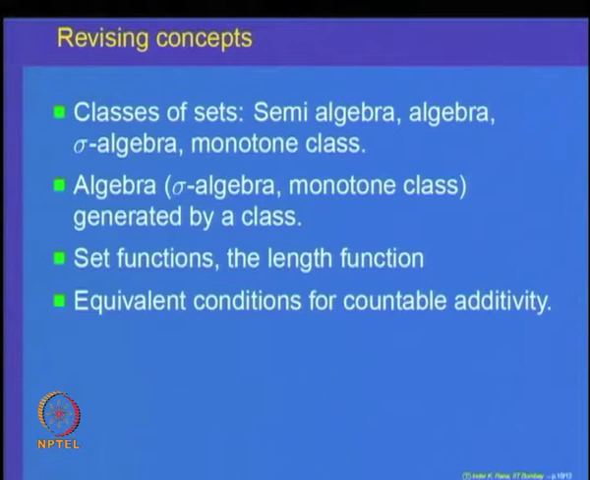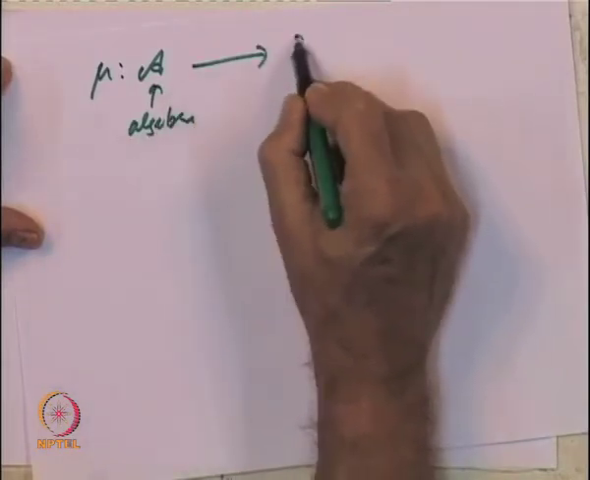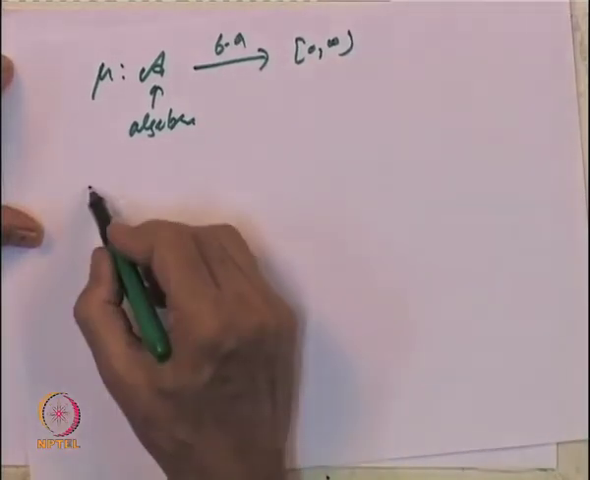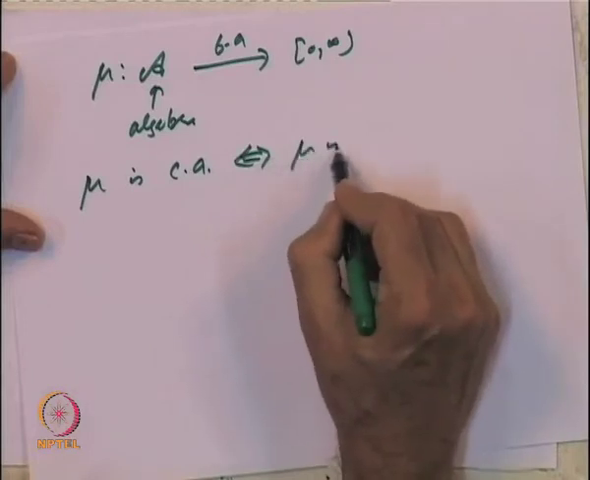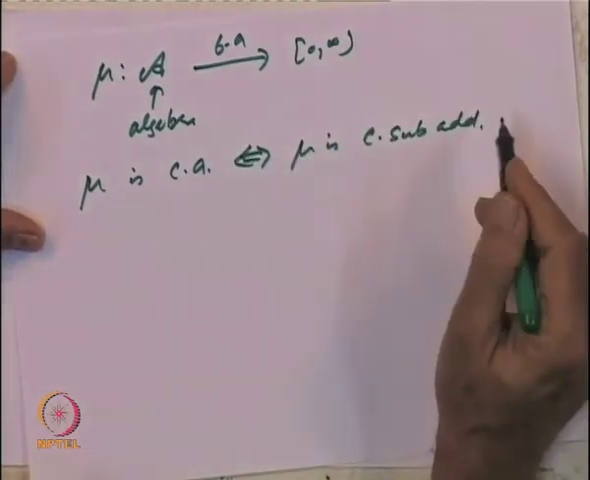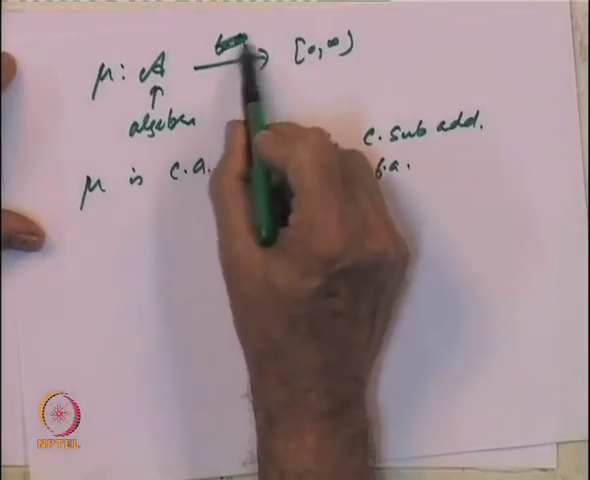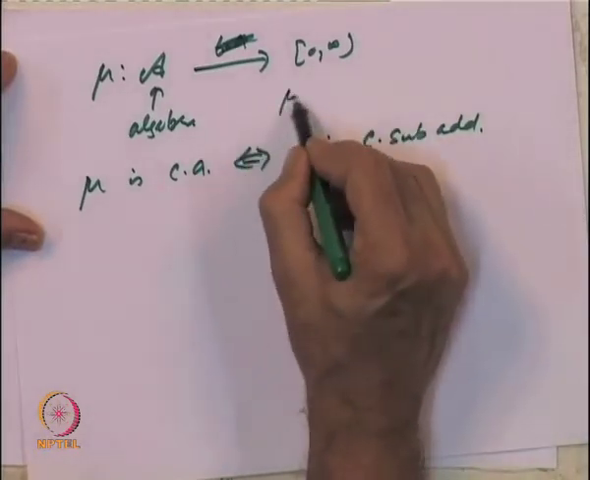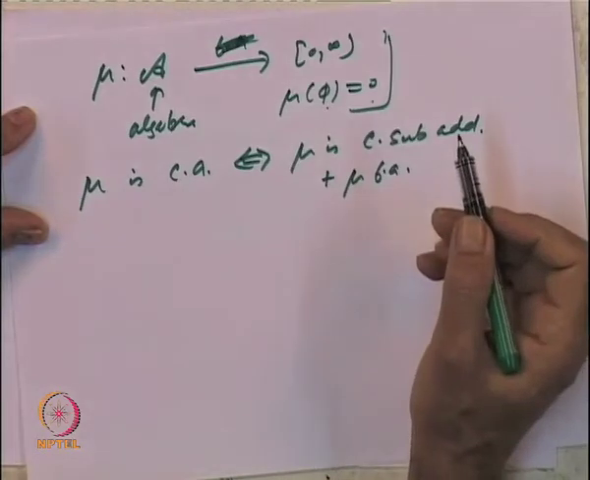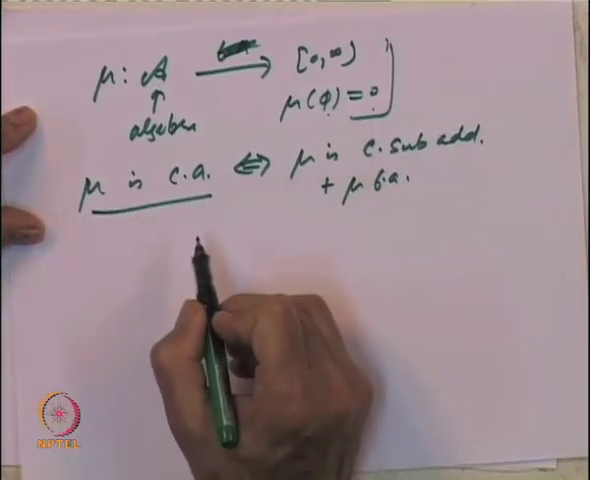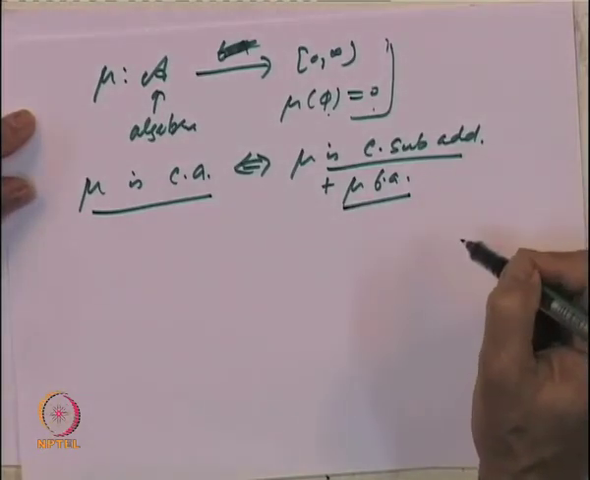One of the important conditions, for example, is this. Let mu be a set function defined on an algebra, with mu of the empty set equal to 0. Then we proved that saying that mu is countably additive is equivalent to saying that mu is finitely additive and countably subadditive, and this is quite useful in proving countable additivity of set functions.